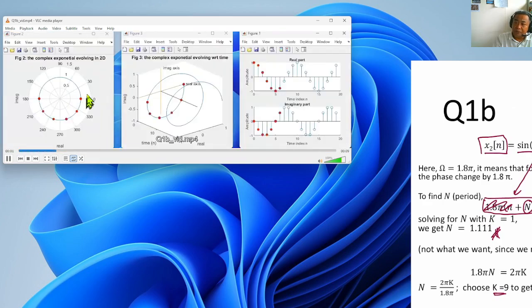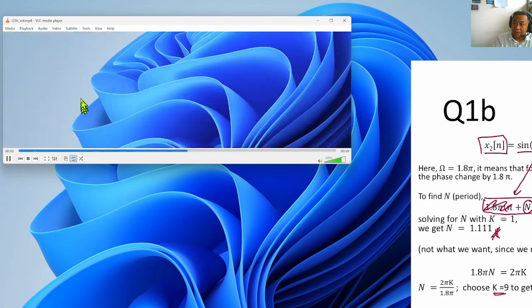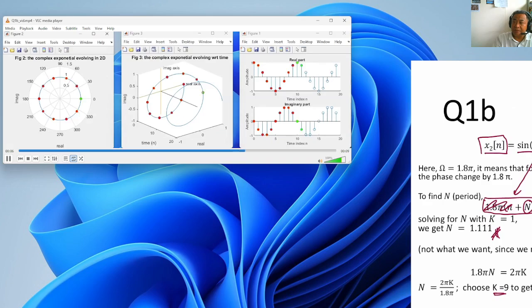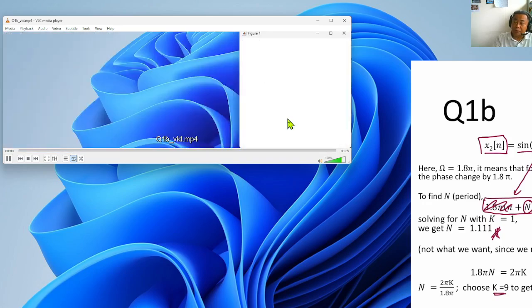You can also view this in 2D, where the red moves from here to here in one sample, and this is 36 degrees. If you count the number of samples, it's 10 to make it move by one rotation, 360 degrees. You can also view it in the real and imaginary parts. The top is the real and the bottom is imaginary. To understand why I say that the complex exponential is rotating clockwise is due to the imaginary part.